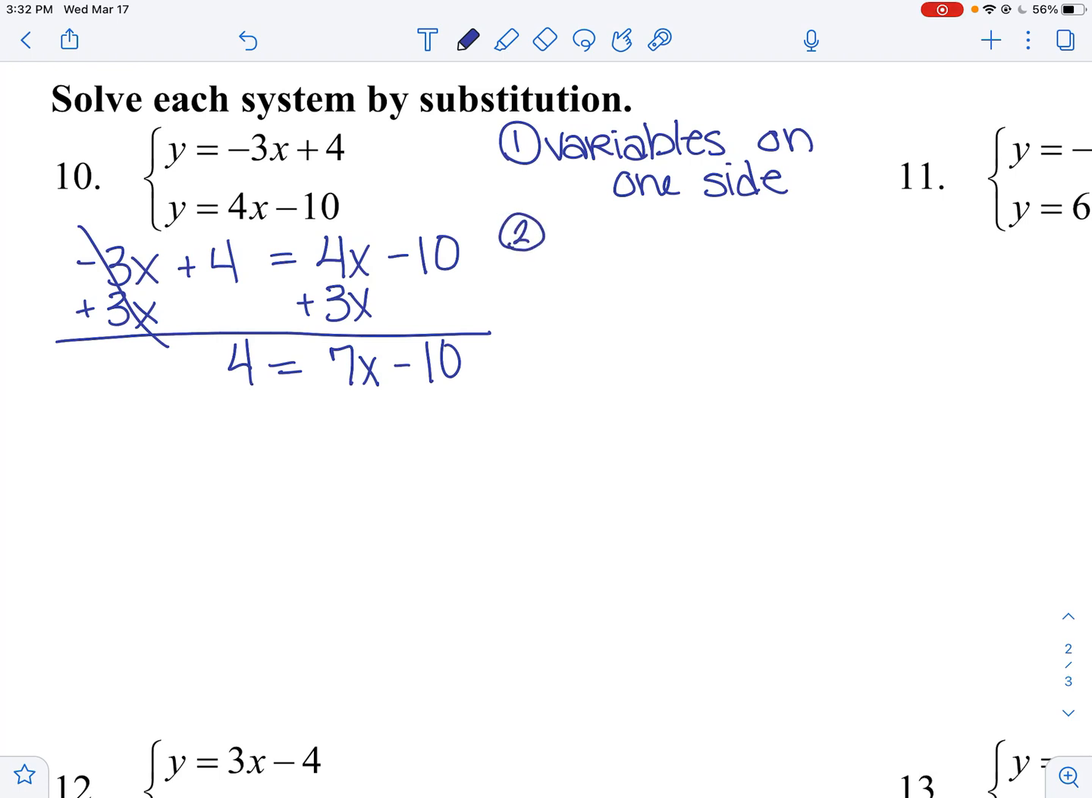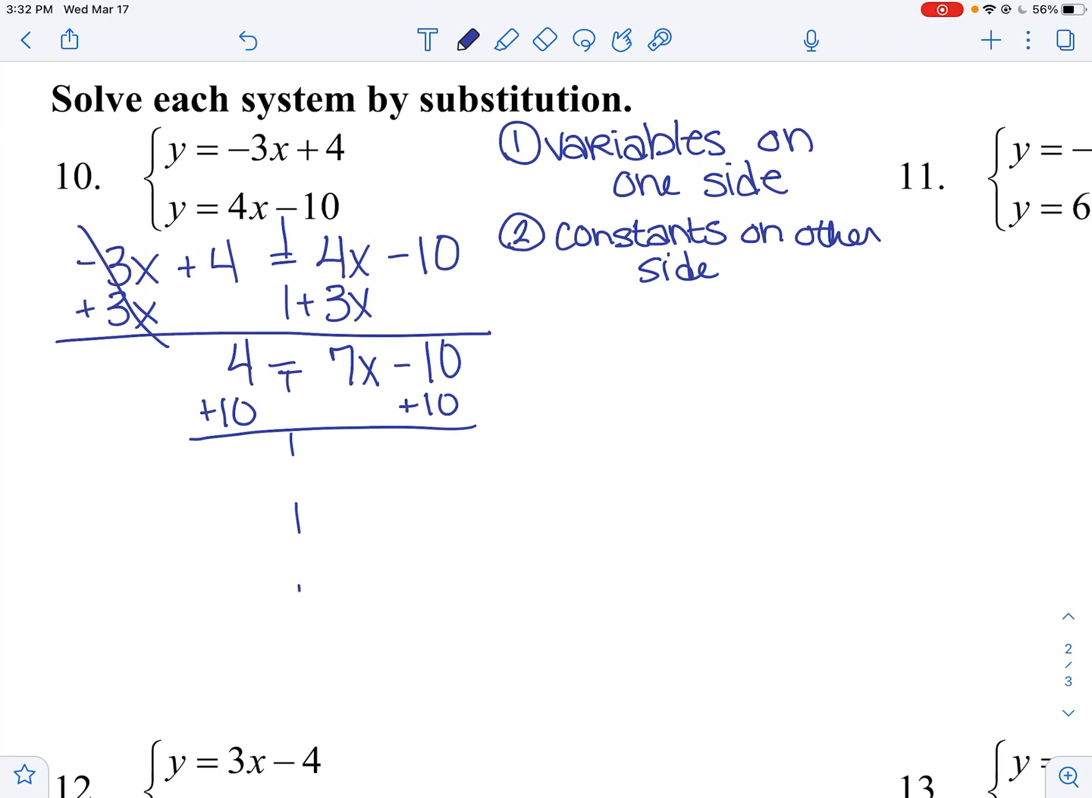Okay, then we want to get our constants on the other side, so our numbers without any variables. So this is subtract 10, so I'm going to do the opposite and add 10 over to the other side of the equal sign. When I'm talking about the other side, I'm just talking about if you draw a dotted line down from the equal sign, move it over to the other side of that line. So 4 plus 10 would be 14 equals 7x, because negative 10 plus 10 is 0.